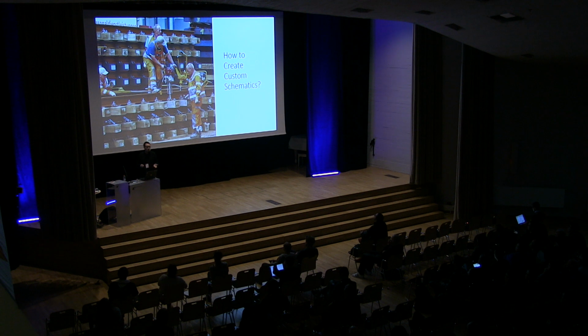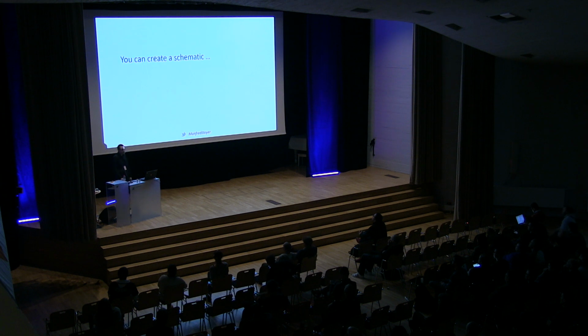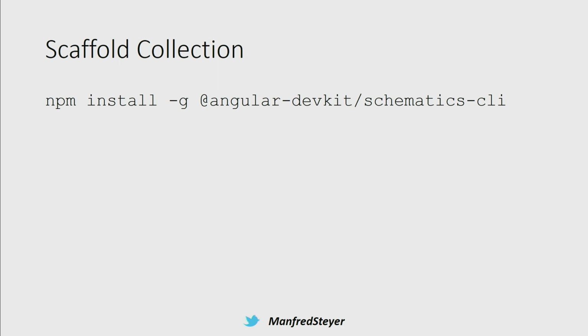So, of course, the question arises now how to create an own schematics project. And the answer is to create a schematic, you can use, what do you think? A schematic, that's right. Well, you just need to install this tool here that is called Schematics CLI, and then you can scaffold a new schematics project using schematics blank.